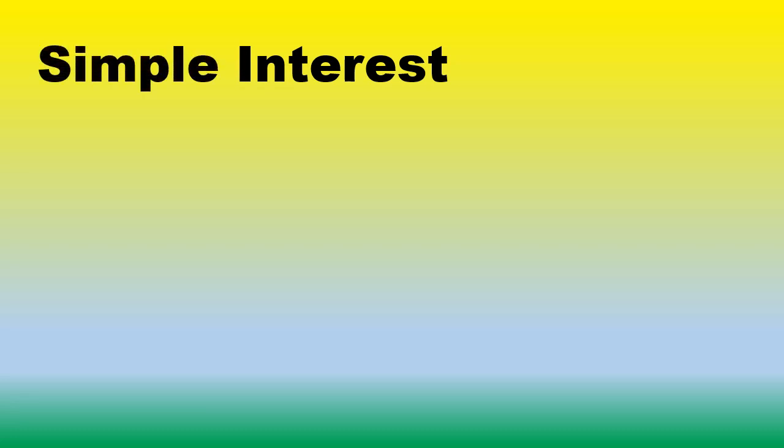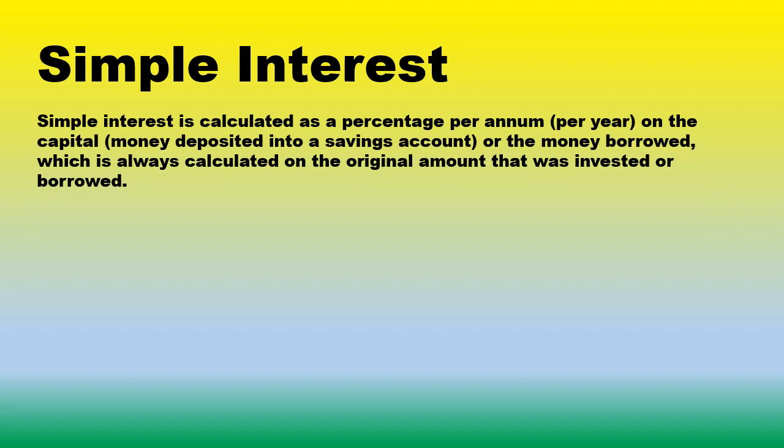Let's have a closer look at simple interest. You have done this last year, but I want to explain how to work it out manually, because then you understand it a little bit better. Simple interest is calculated as a percentage per annum, per year, on the capital, the money deposited into a savings account or the money borrowed, which is always calculated on the original amount that was invested or borrowed.